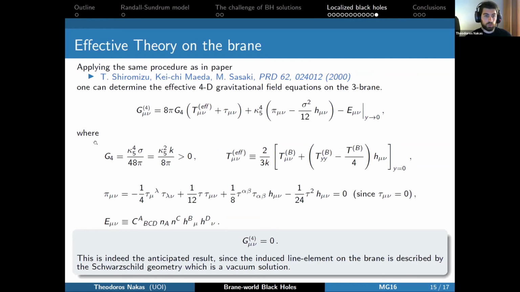Finally, we need to study the effective theory on the brane, and to do so, we apply the same procedure as in this paper. By doing so, one can determine the effective four-dimensional gravitational field equations on the three-brane. After a lot of tedious calculations, one should get this result, which postulates that the effective four-dimensional Einstein tensor on the brane is identically zero. This is indeed the anticipated result, since the induced line element on the brane is described by the Schwarzschild geometry, which is a vacuum solution.